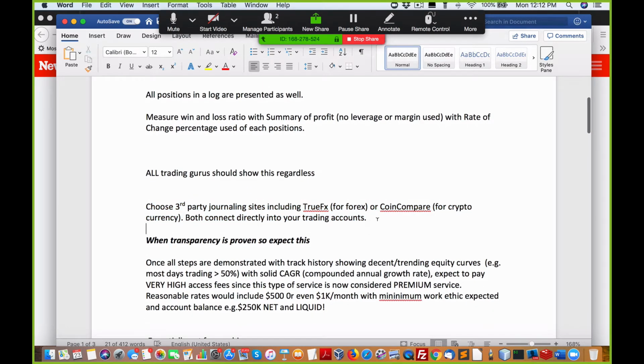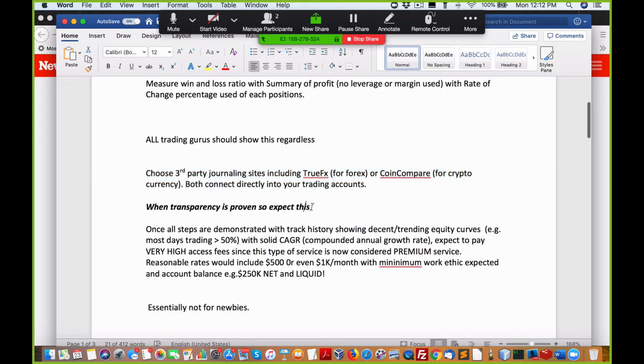So that's important. To answer what you're asking, Al, about what's important to look for right now, what I do is, obviously, you've got to demonstrate your track history. What you're looking for essentially is a decent positive trending equity curve. I'm going to show you what I've got over the last couple of days.